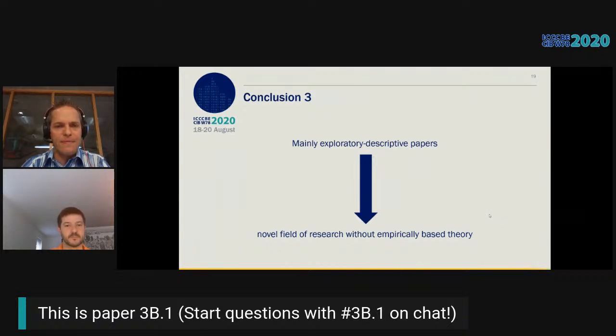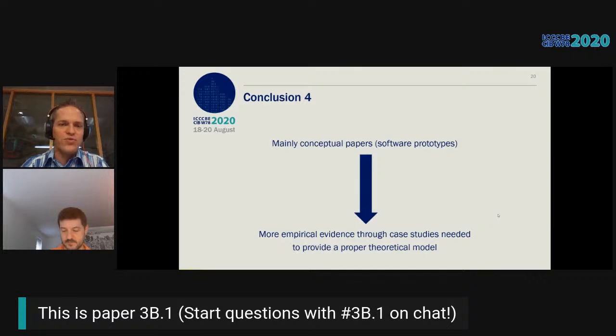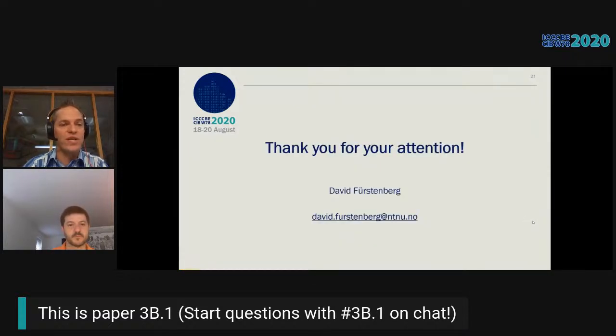And the last conclusion was that it was mainly conceptual papers with software prototypes developed under simulated surroundings only. So more empirical evidence through case studies is needed to provide a proper theoretical model, and testing of these prototypes under real world conditions from real projects is also needed.